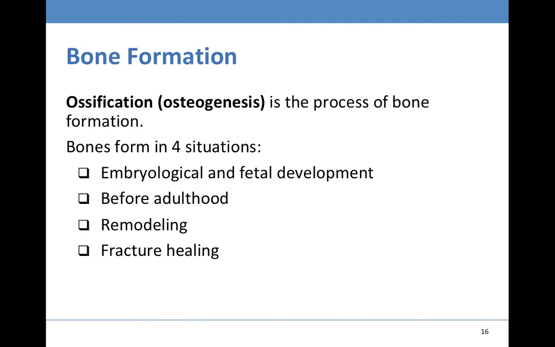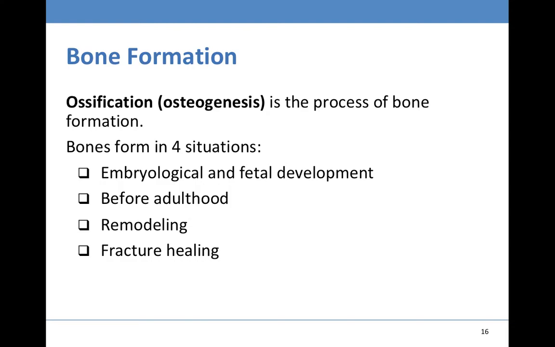Our bones are going to form in 4 different situations throughout our life and throughout our body. The first, of course, being embryological and fetal development, so that we can actually have a skeleton and a structure. The second is going to be before adulthood, so as we are growing in length and height. The third will be as our bones remodel, which remodeling is going to be when we just replace our bone throughout our life. And then the fourth situation is, of course, if we actually break or fracture our bones, we need to be able to heal them.